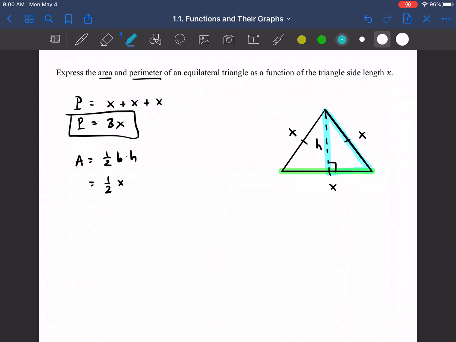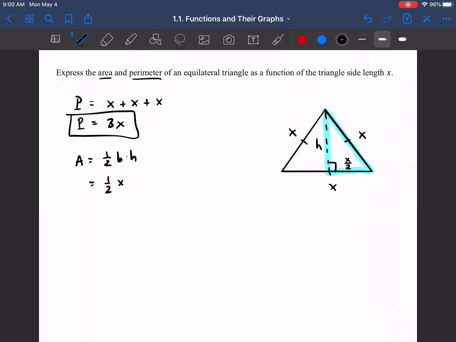Okay, and that right triangle, the blue is covered up by the green, so maybe I need to get rid of that green real quick. So there you go. There's that right triangle. And this little side over here, this is half of x. So it's x over 2, which means we can go ahead and use Pythagorean theorem again.